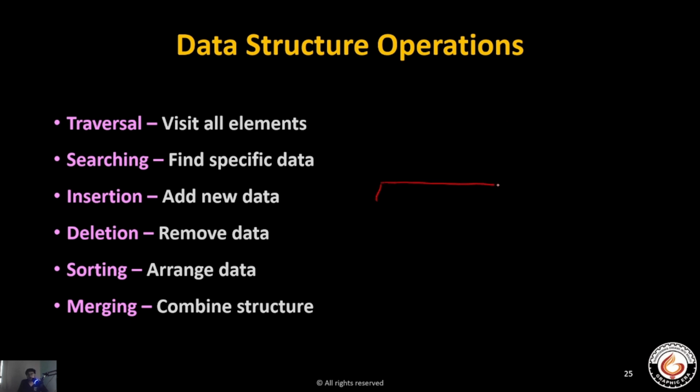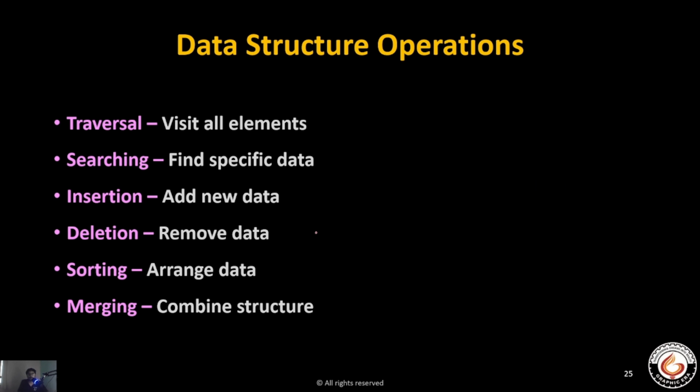Okay. Now we will learn about insertion. Insertion means inserting a new data element into the data structure. For example, this is the data structure 1, 2, 3, 4, 5. And if we want to insert a new data element here, so how will it be? 6. Okay, we are inserting 6 here. 1, 2, 6, 3, 4, 5. This is called insertion.